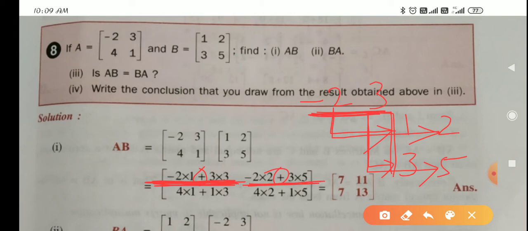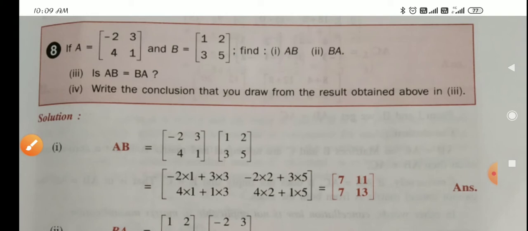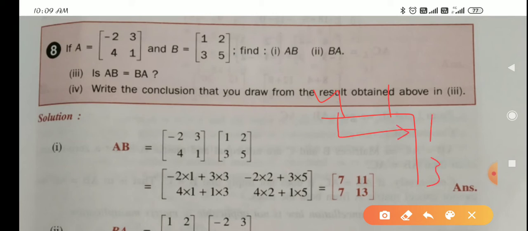So first row you have multiplied both the columns, so first row of the resulting matrix you are getting. So first row we have got this one. Now we will start second row. Second row you can take 4, 1 and first column 1, 3. 4 multiplied by 1 and 1 multiplied by 3. In between plus is there. So second row starts.